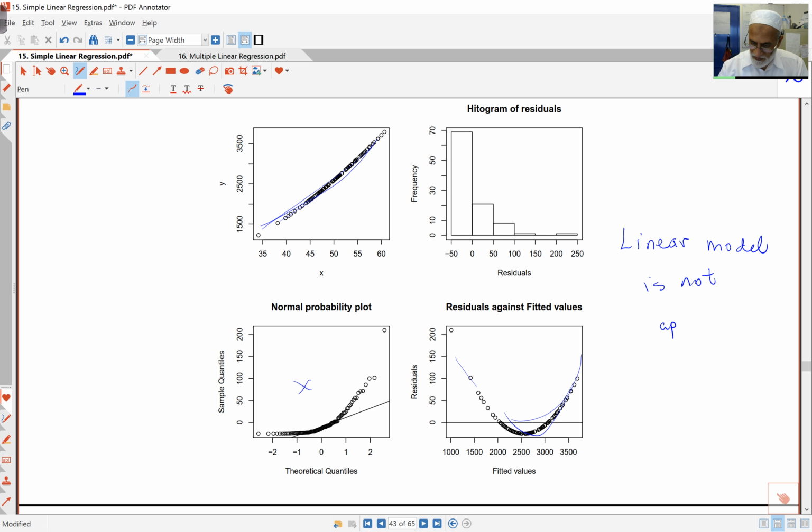And how do you fix this kind of model? Well, we'll see this in the next part of these slides. There are ways of trying to fix these kinds of patterns. How do you then fit a better model?